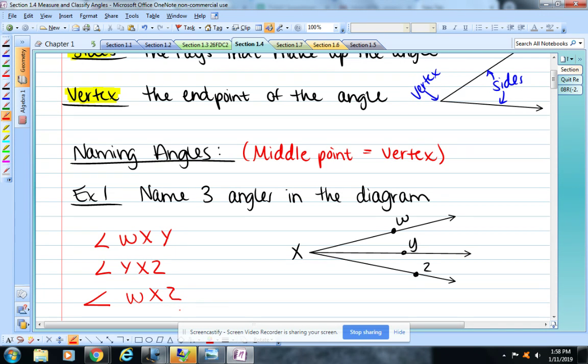Okay, so that's how you name an angle. Any questions about that? The vertex is always in the middle, and you need how many points to name an angle? 3. Good job.